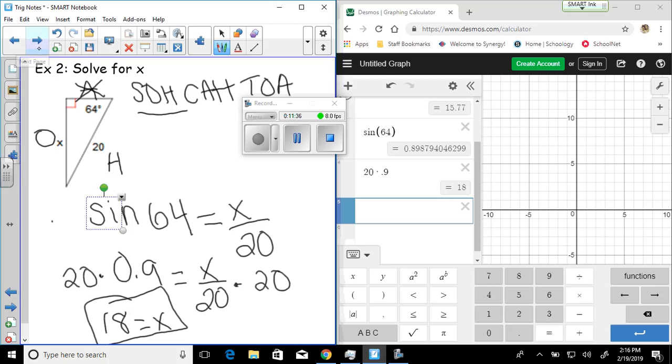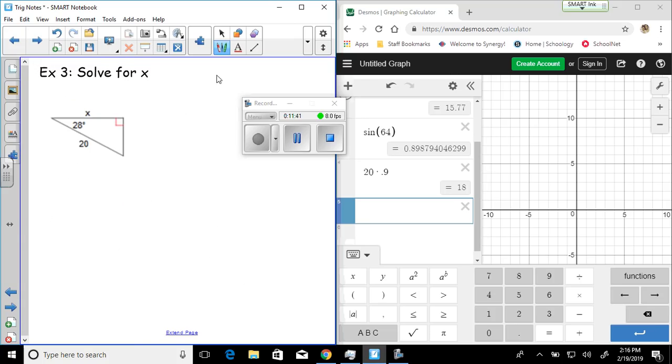All right, let's try example 3. So we still want to solve for x. So let's make sure we go and we label. And we know this 20 side is going to be our hypotenuse because it's across from the right angle. And then here's our reference angle of 28 degrees. So over here would be our opposite. And then here would be our adjacent.